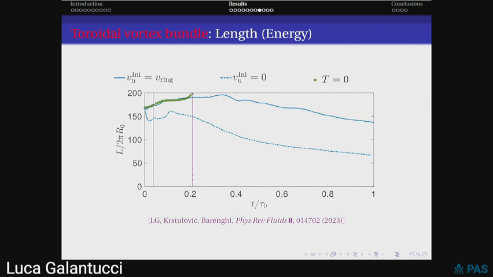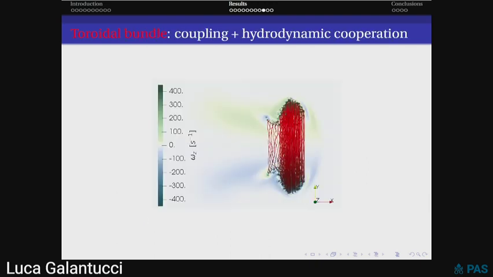We can also do another experiment, which is to start the simulation with an initially quiescent normal fluid, shown by the blue dot-dash curve. We see that initially the length, or the energy, decreases, but then there is an inversion of the slope, and for at least the first period the length doesn't decrease. This is because of coupling and hydrodynamic cooperation.